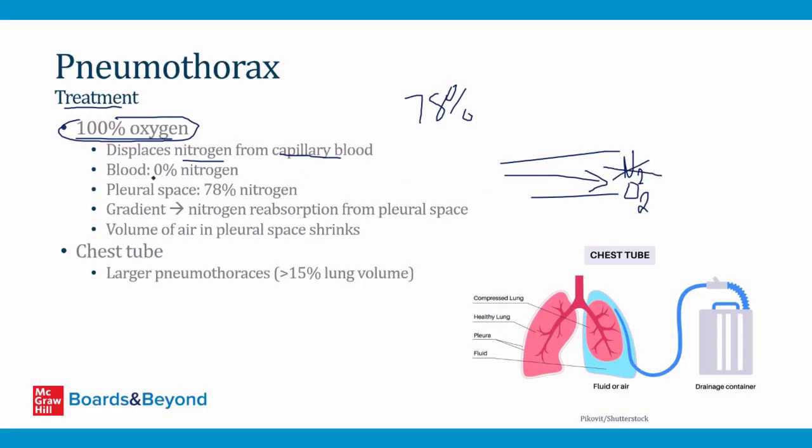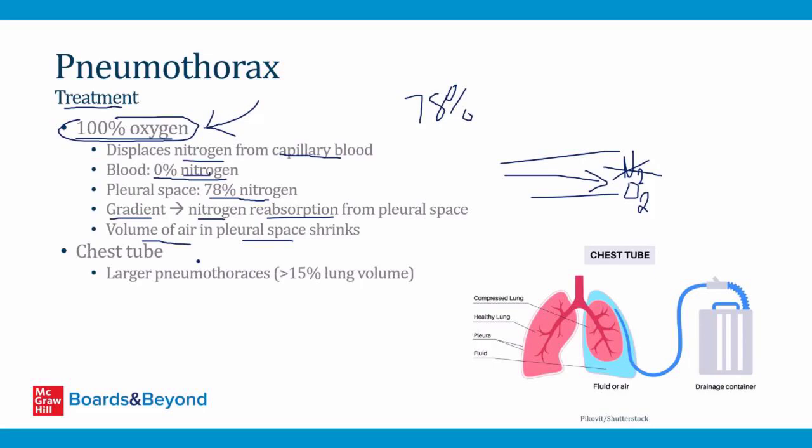And that's going to help a lot because the blood will have 0% nitrogen, but the pleural space will still have lots of nitrogen because it's filled with air coming from the atmospheric air. So the pleural space has 78% nitrogen in it, but the blood will have close to zero because you're giving 100% oxygen. This creates a gradient, and the nitrogen will be pulled out of the pleural space. It will be reabsorbed and exhaled from the body, and this will cause the volume of air in the pleural space to shrink. And then once this happens, usually the hole in the lung will heal on its own over time, and then the patient can resume breathing normally.